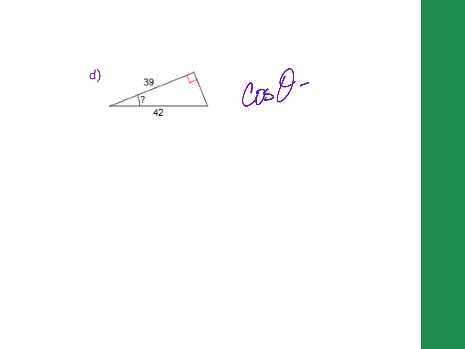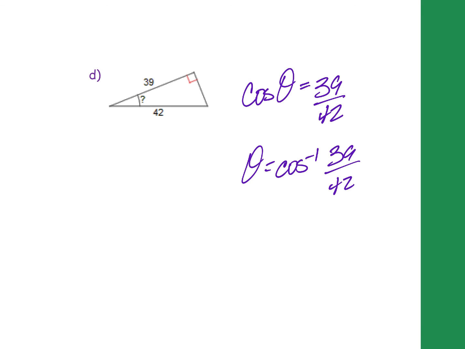Cosine of theta is going to equal 39 over 42. So theta is going to equal cosine inverse of 39 over 42, which is approximately equal to 22 degrees. That's it, done. Yes, sir.